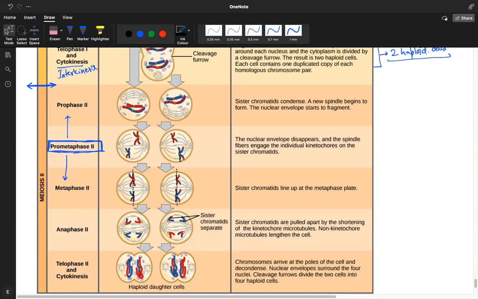Make sense to both of you? Okay, good. Then metaphase 2. Sister chromatids line up at the metaphase plate. Simple, just like mitosis. Now look here, they are always using the word sister chromatids. Sister chromatids means one chromosome, right? Single chromosome. That's why it is haploid. There it was homologous chromosomes, which means two chromosomes in meiosis 1, metaphase 1.